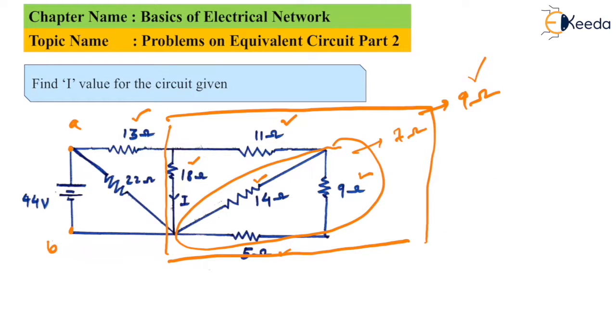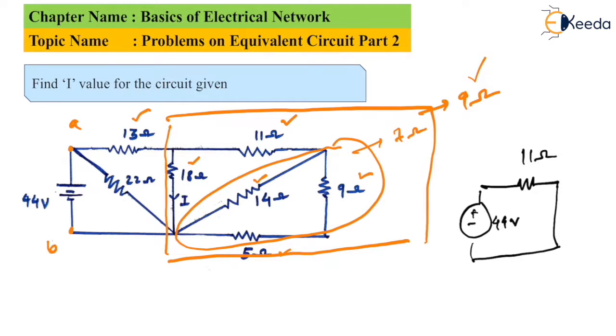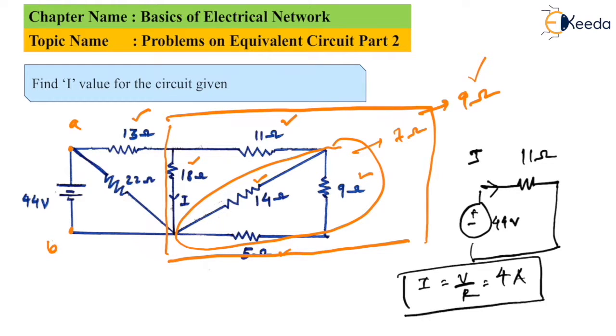So I can draw the circuit like this, plus minus 44 volt, having an equivalent resistance of 11 ohms. Now, if I want to calculate the battery current, the current which is leaving the battery like this, it can be calculated easily by Ohm's law. So by Ohm's law, I will be equal to V by R, which becomes 44 divided by 11, that is 4 ampere. So what we know in this problem is the battery current, that is the total current supplied by the circuit, which will be equal to 4 ampere.